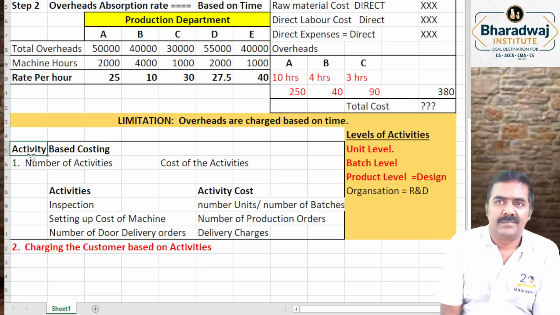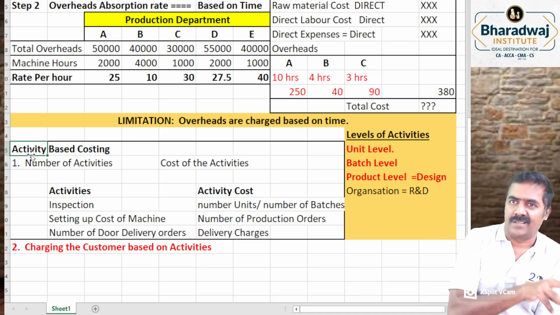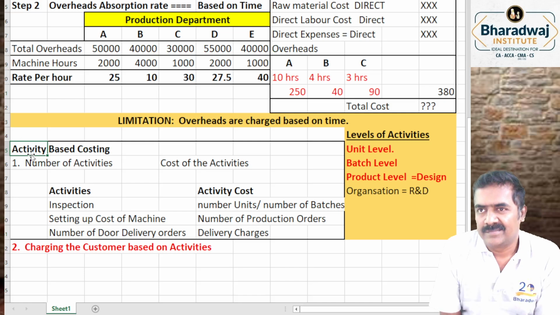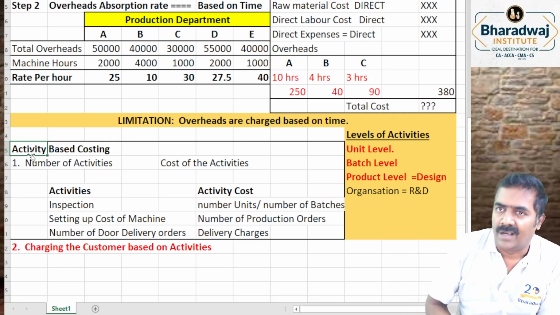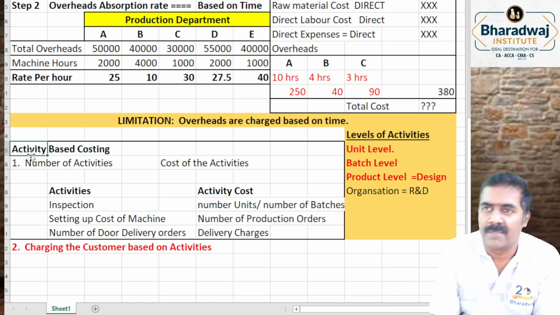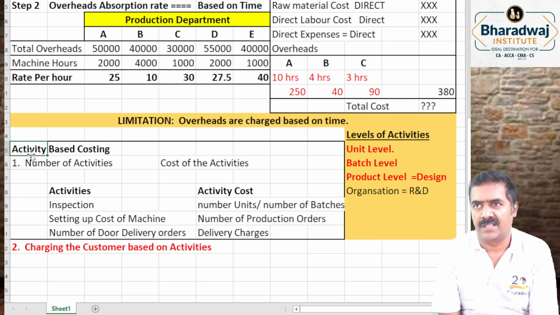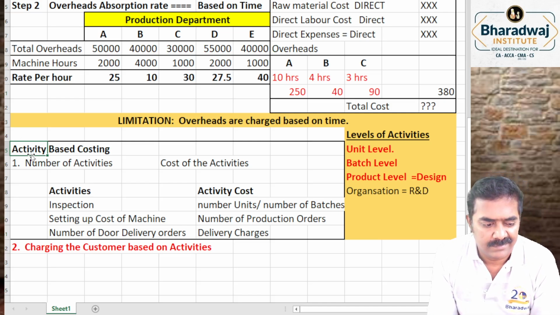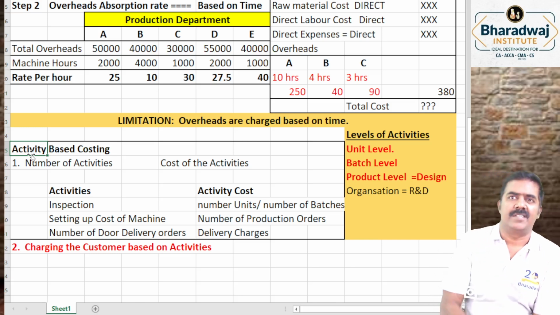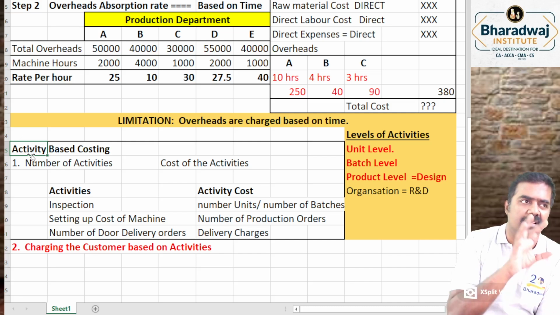Standard comment: activity-based costing is superior. So go for activity-based costing. Under the traditional method, either the cost will be overcharged or undercharged. It's better to go for activity-based costing. There is a standard comment for any question. Otherwise, what is expected is to say that activity-based costing is better.